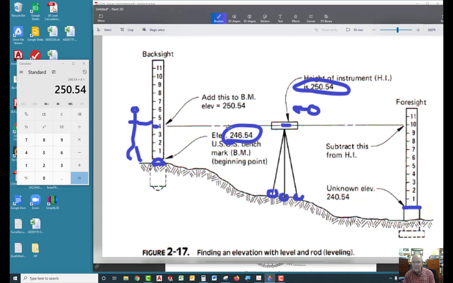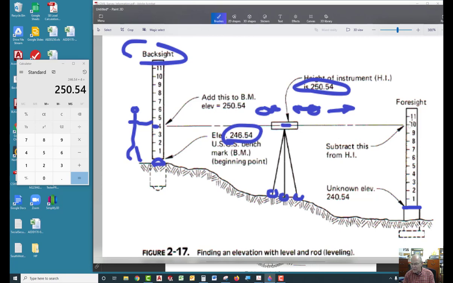That means the height of that instrument right there, HI, height of instrument, is 250.54 because it has to be the same as this elevation right here, and that elevation right there is simply 4 plus the known position. Now this person goes, I'm done looking in that direction. So now they come over here, put their eyeballs here, and look that way. That direction is the foresight. The other direction is the backsight. Looking back, looking forward.